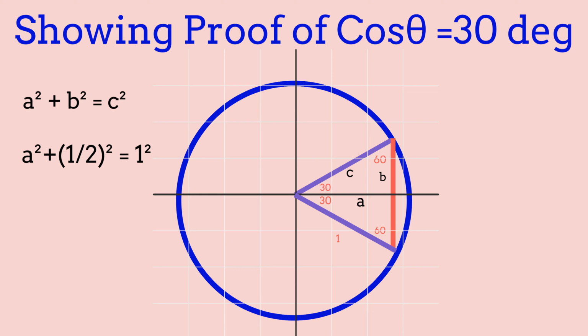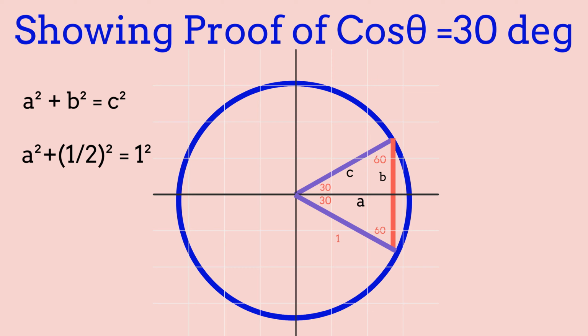Now we first need to move our (1/2) squared to the other side. So how can we do this? We first need to subtract it from the left side and bring it over to the right side. To do that, all we have to do is a squared plus (1/2) squared minus (1/2) squared equals 1 squared minus (1/2) squared. And now our equation looks like this: a squared equals 1 squared minus (1/2) squared.